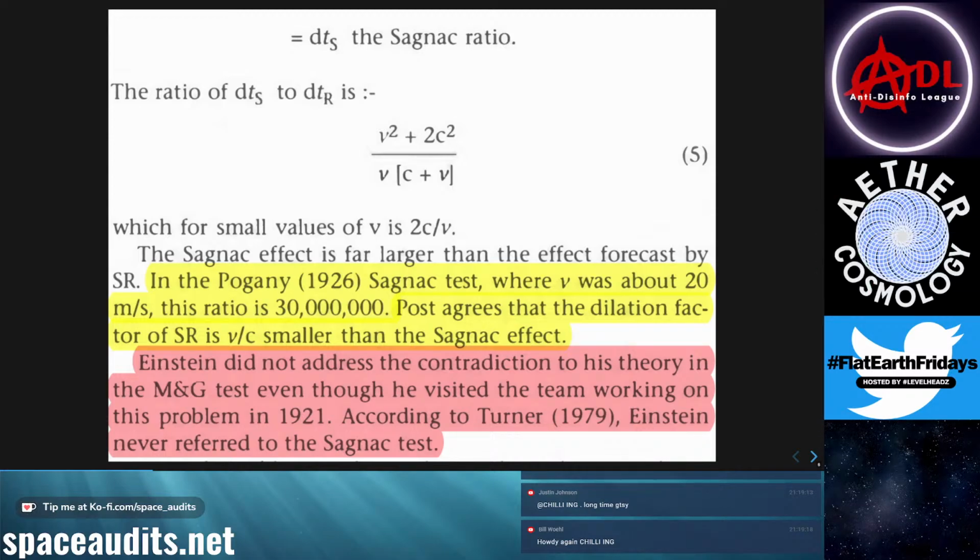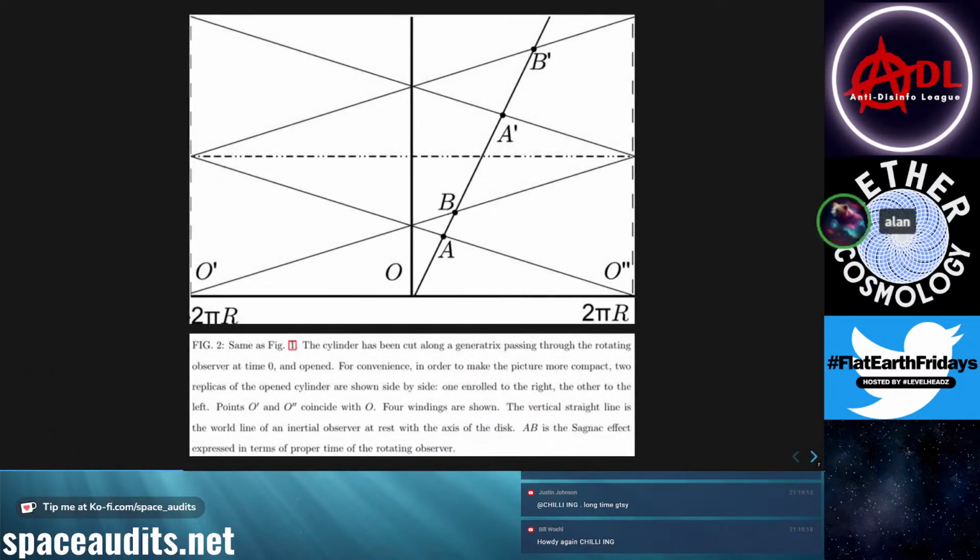So very cool. All right, so let me make sure I didn't miss anything here on the notes. Sagnac, time difference, stationary, absolute space. Yeah, we're good. All right. So, this beautiful image.